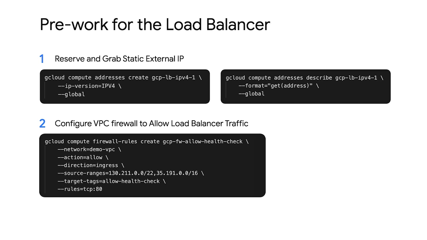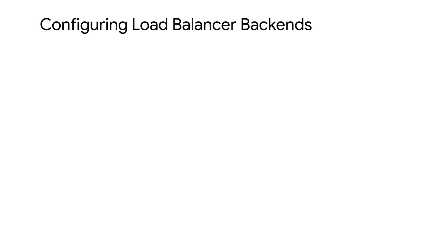Additionally, we need to make sure that the firewall in our VPC is set to allow traffic from the /16 and /22 CIDR ranges listed. If you do not do this step, your health checks will be blocked and no traffic will be able to reach your backend. Now we can get started with configuring our load balancer.